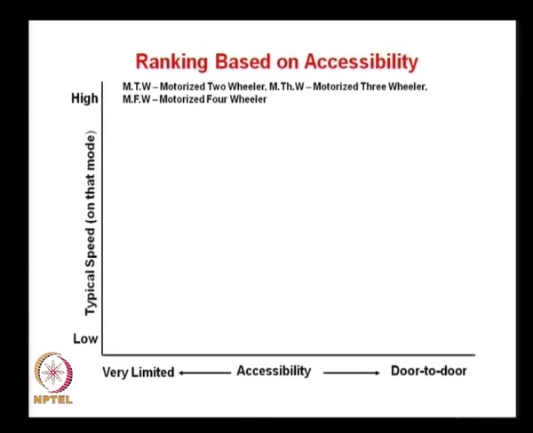Let us first consider speed of the mode as well as accessibility, both taken simultaneously, and rank all the available modes for transport in an urban context. Which is the mode that has got limited accessibility, very less accessibility?